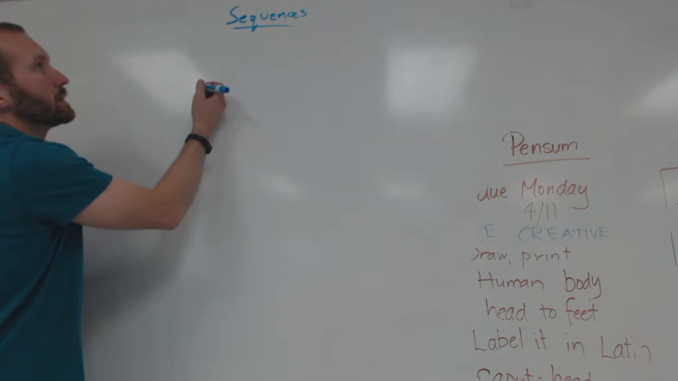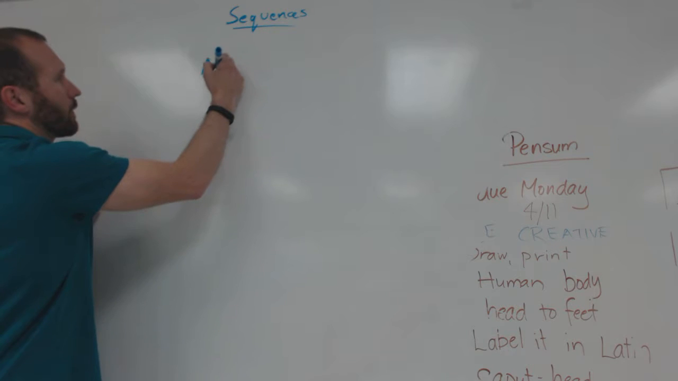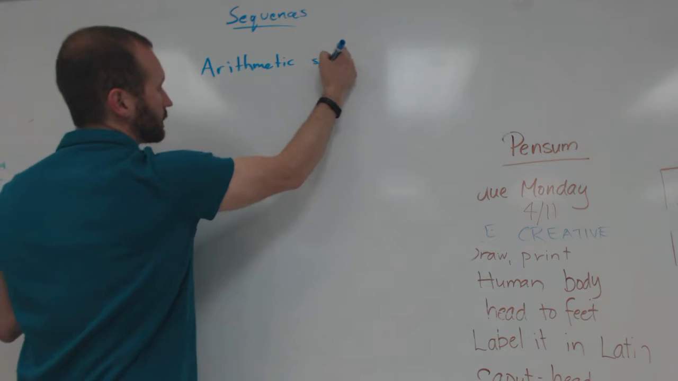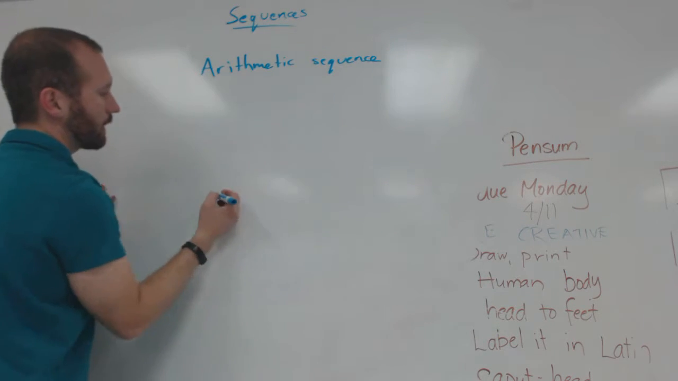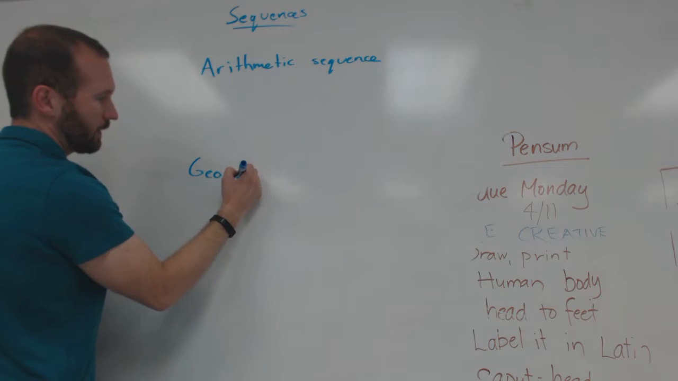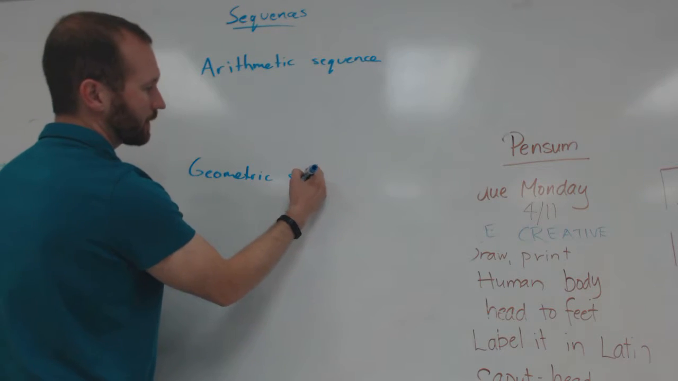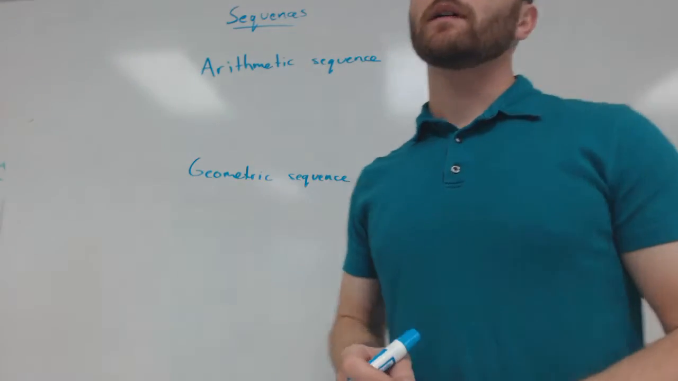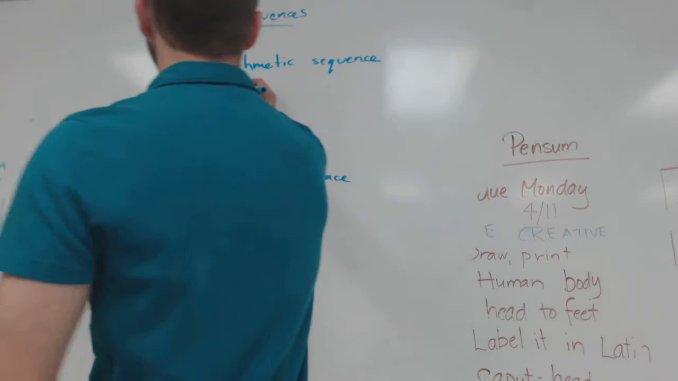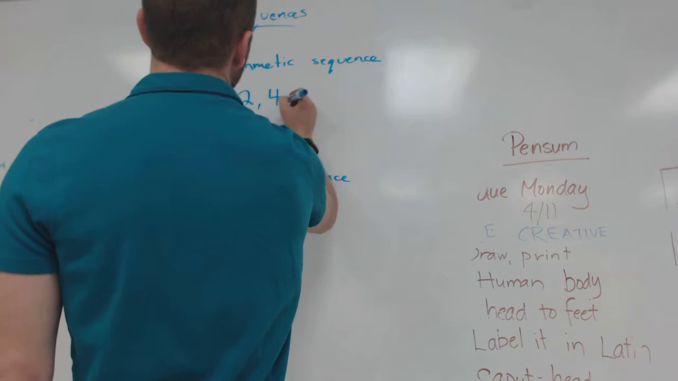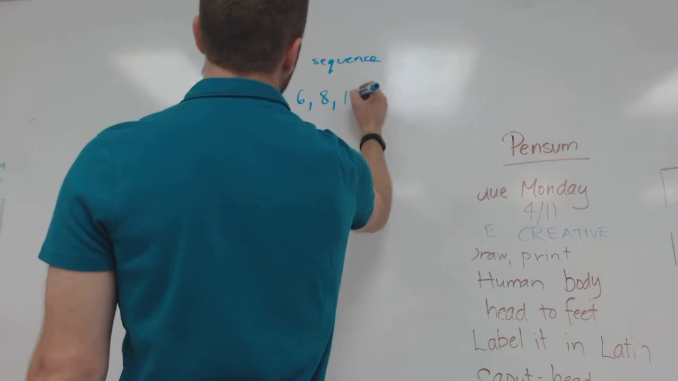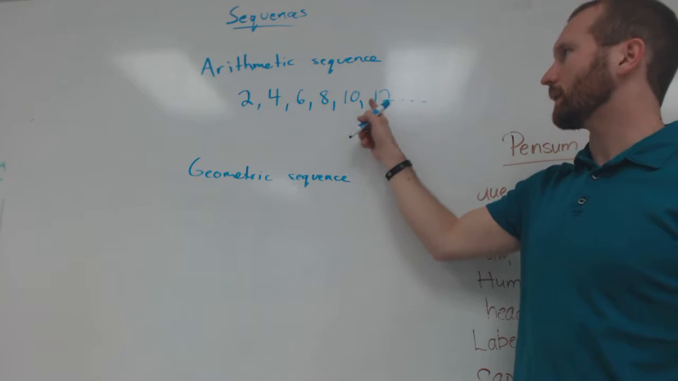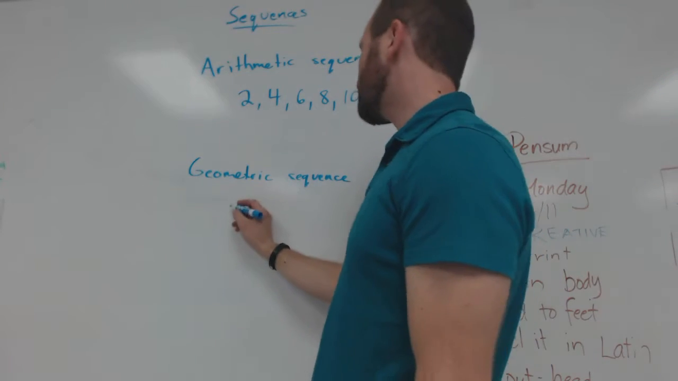There are two types of sequences. We have an arithmetic sequence, and then we have a geometric sequence. And instead of just telling you what these are, I'm going to show you an example of each, and then see if you can figure out what these two terms do. So an example of an arithmetic sequence: 2, 4, 6, 8, 10, 12. And then you usually see an ellipsis at the end, saying this would go on forever. Example of a geometric sequence.